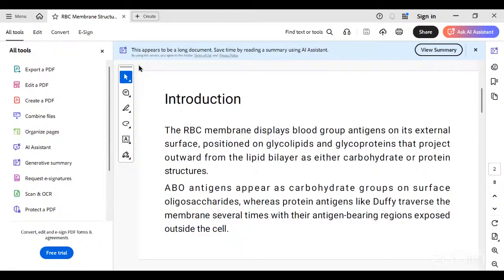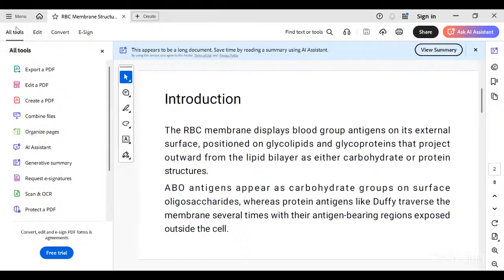So we'll be talking about the RBC membrane structure in relation to blood group antigen location. The RBC membrane displays blood group antigens. As we all know, that's where the antigen is attached on the red blood cells. It is positioned on glycolipid and glycoprotein, which project towards the lipid layer. This slide is just introducing us to the general structure of the red blood cell membrane.